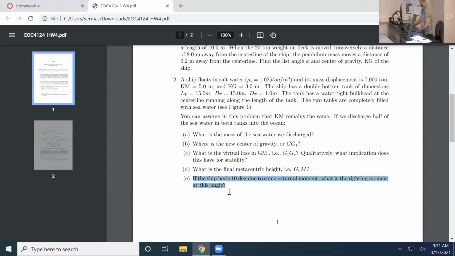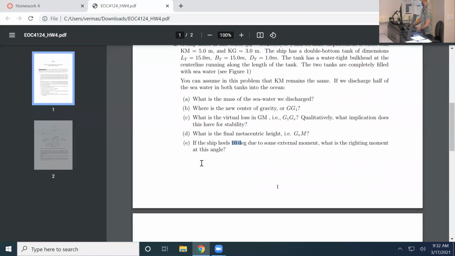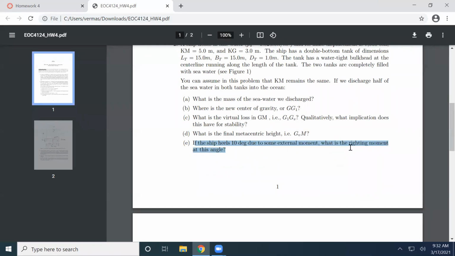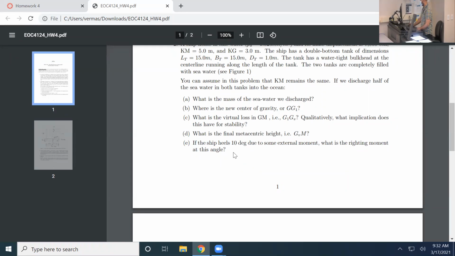What is the righting moment? This is a simple one. For small changes in angle, you can basically use GM sine phi. For large angles, we'll talk about that today. But if the angle is less than 10 degrees, you can use the small angle assumption. So the righting moment is just related to GM and the phi angle, this angle. That's it.